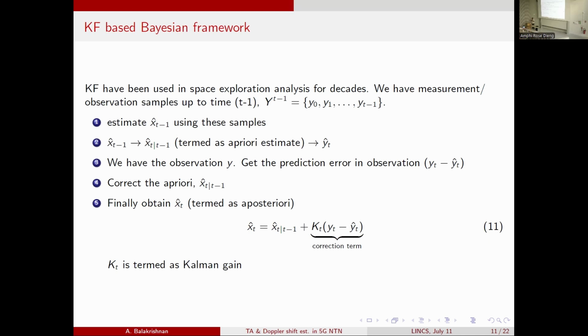And now we have the actual observation, which is y, and we can compute the prediction error, y t minus y t hat. And then we correct the a priori estimate, which is termed as the a posteriori estimate. And this correction is shown in equation 11 through the Kalman gain.